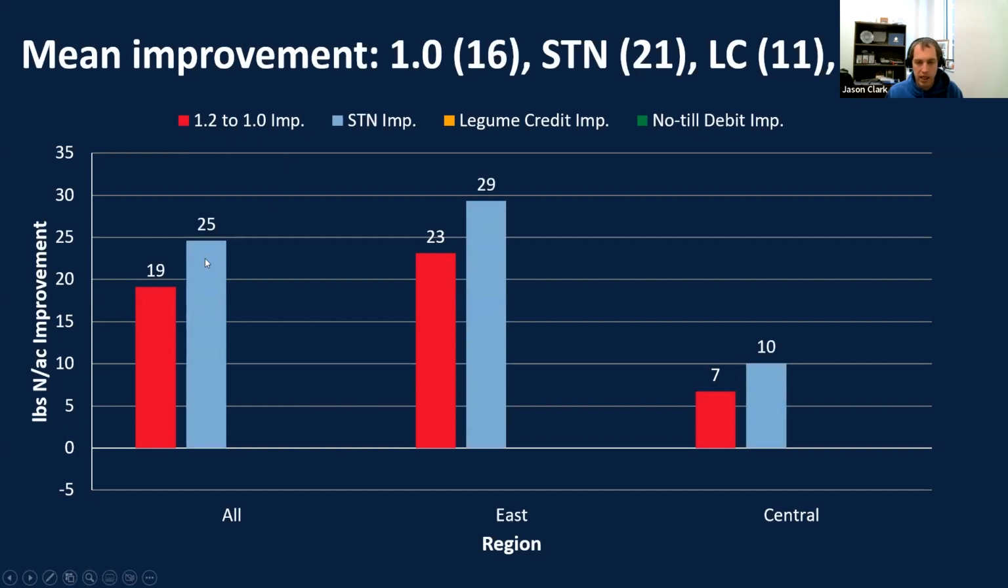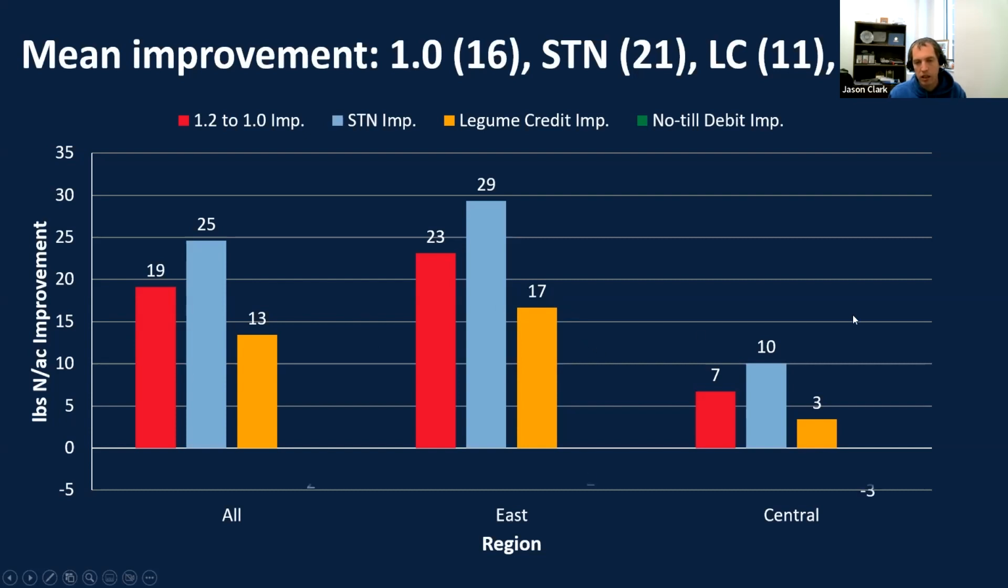Soil test N is even better. It shows how important taking that 0 to 24 inch sample is. You can become more accurate by 25 to 29 pounds of N. And if we're thinking nitrogen is $1.03 per pound of N, that's $25, $30 an acre that you're saving. So it's very well worth a $5 or $6 nitrogen test, whatever they're at right now. That legume credit, to use it properly, we're improving by 13 to 17.